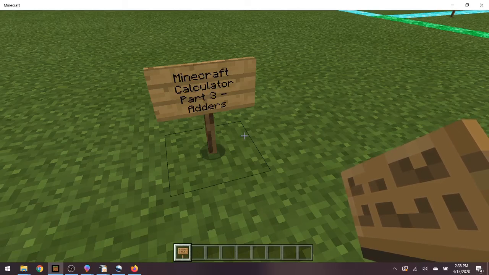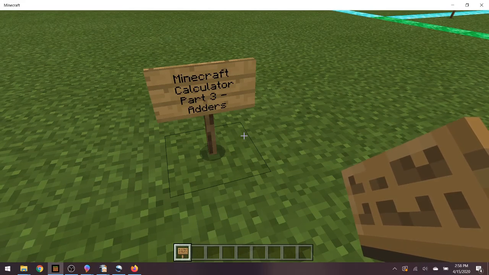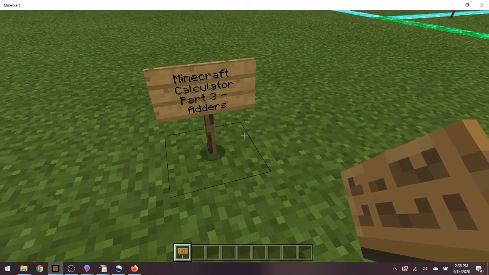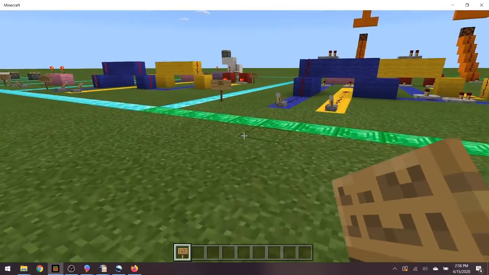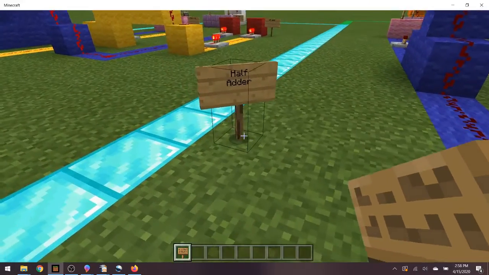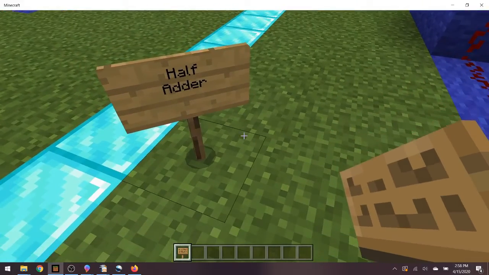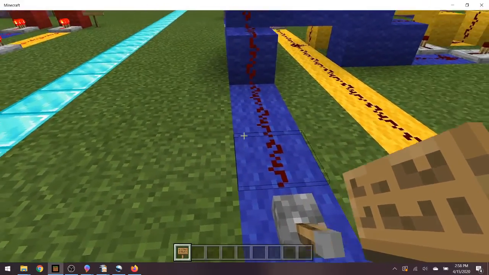All right, welcome. This is part 3 of the Minecraft Calculator series, talking about adders. We're going to go ahead and dive straight in. There are two different types of adders. This first type that we're going to talk about is called a half adder.